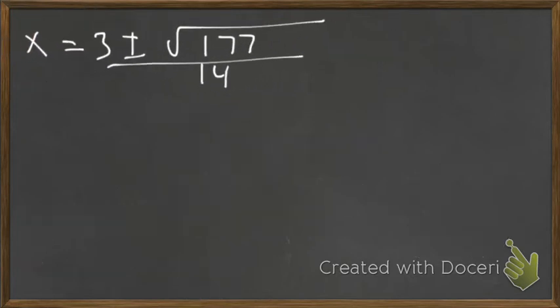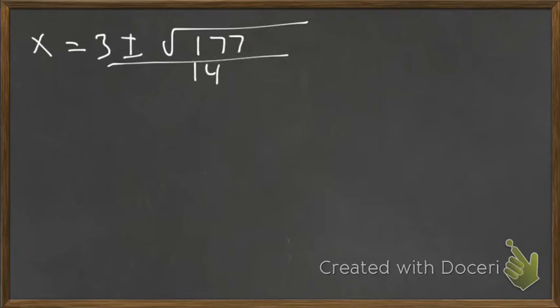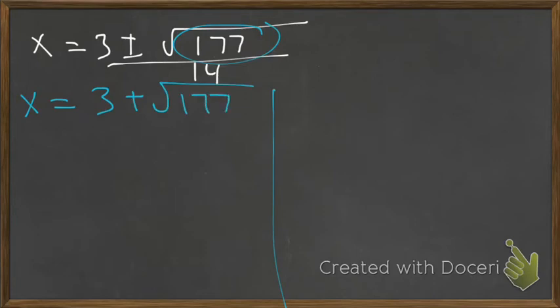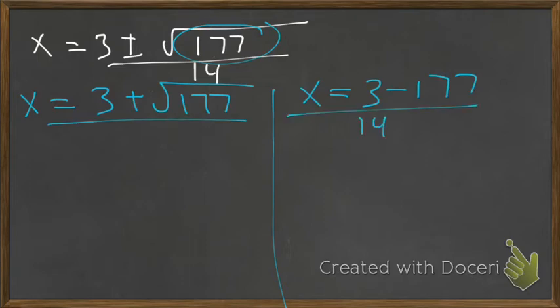Alrighty. So, I can take the root of 177. I might keep it there for now. I'm going to write it out. X is equal to, remember, we have 2 roots, so plus root 177. X is equal to 3 subtract root 177. Both of these are divided by 14. And that is the roots.